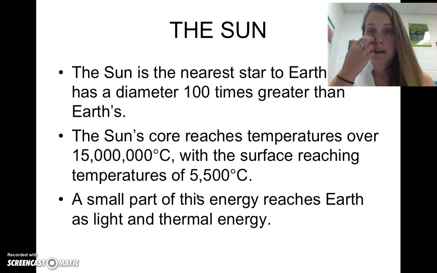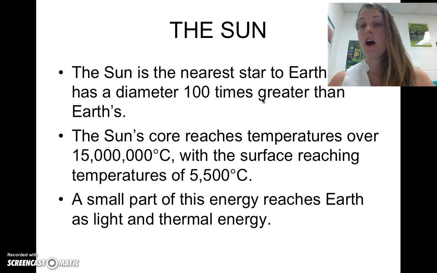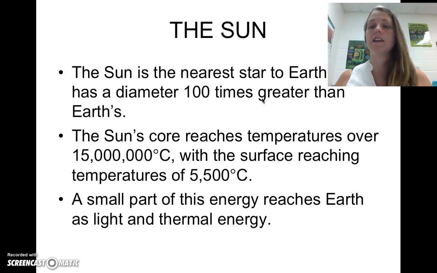So the sun. We all know that the sun is the nearest star to the earth, and what you may not know is that it has a diameter that is 100 times greater than the earth's. That means you could take the earth and make 100 copies of the earth and line all 100 copies up side by side, and they would go from end to end of the sun. Like the sun is that big.